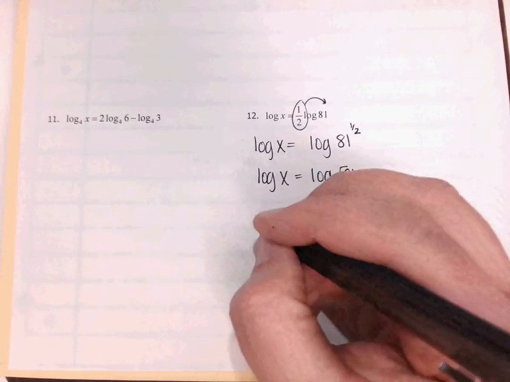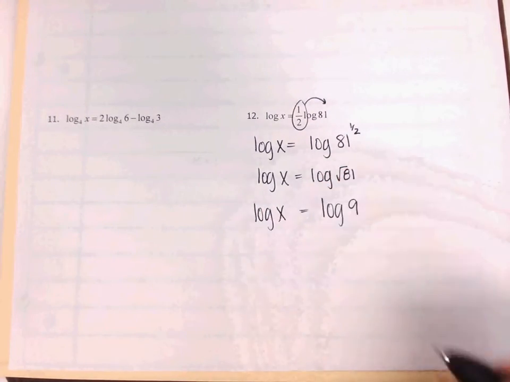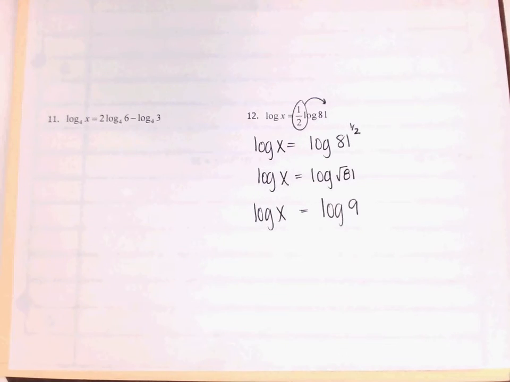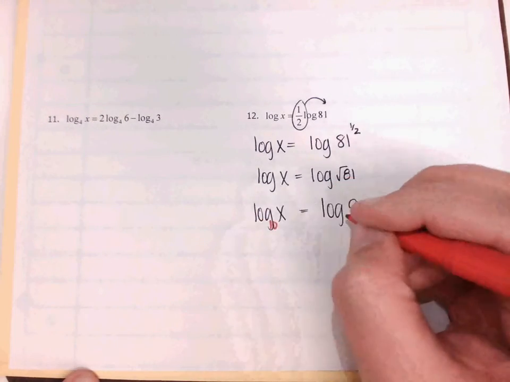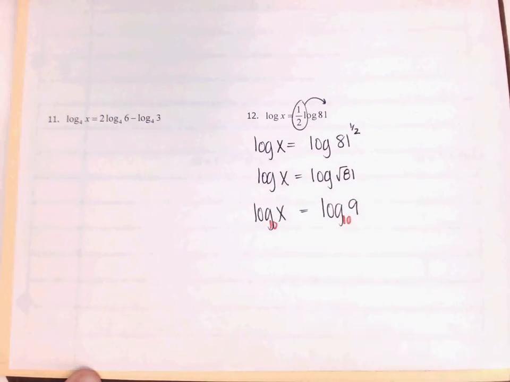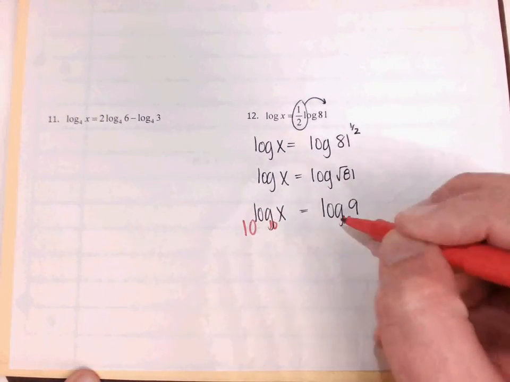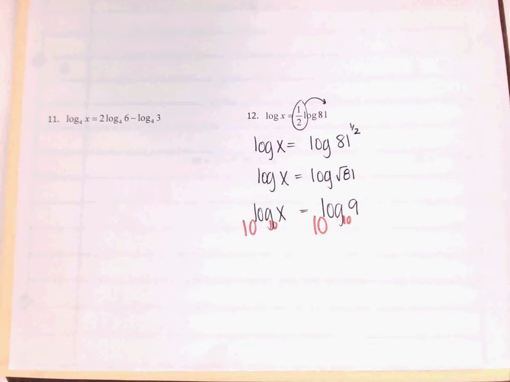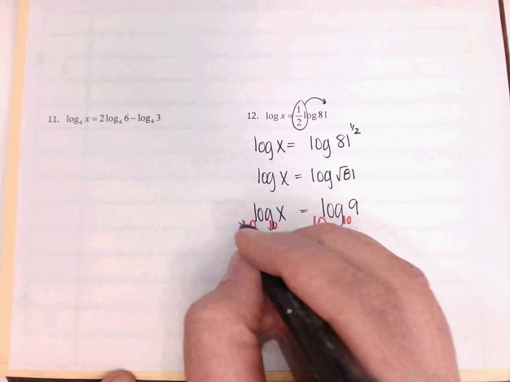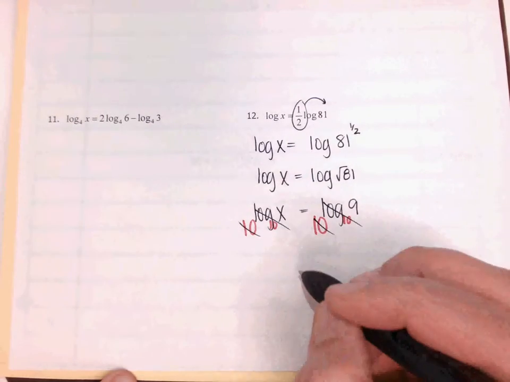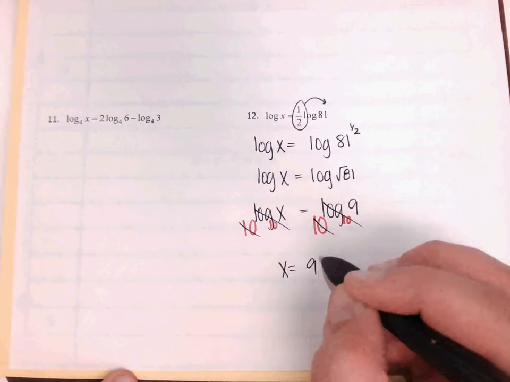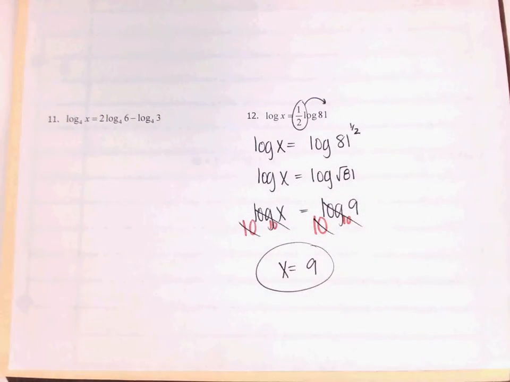Okay, then from there, if I have a log x equal to a log 9, what is their base? 10. How do I get rid of a log base 10 if it's on both sides? You 10 it, right? Put a 10 in the front. And then from there, what happens? Log 10's cross out. What does x equal? 9. Or you can put plus or minus 9 if you want to. Make sense?